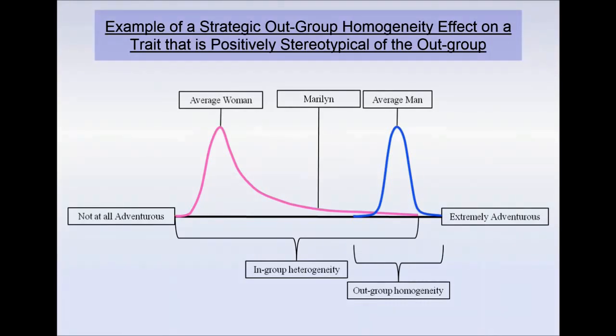So imagine Marilyn rating the variability of women and men on the trait adventurous. At the one end of this dimension, if you rate someone down here, then you're rating them as not at all adventurous. If you rate them up here, then they're extremely adventurous. And we've stereotypically given women the colour pink and men the colour blue, so we can see who's being rated where here.